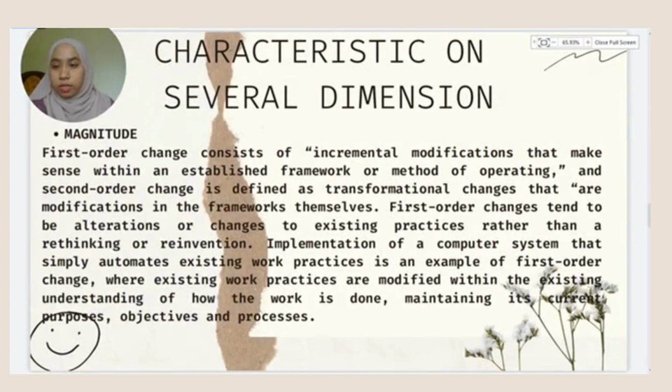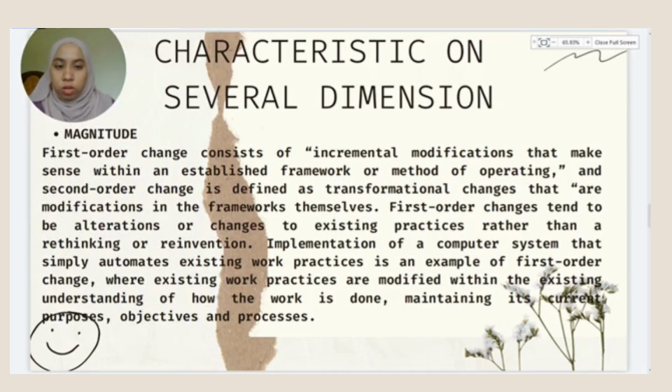Next is the second one is magnitude. First order change consists of incremental modification that make sense within an established framework or method of operating. And second order change is defined as transformational change that modification in the framework themselves. First order change tend to be alteration or change to existing practice rather than a rethinking or reinvention.